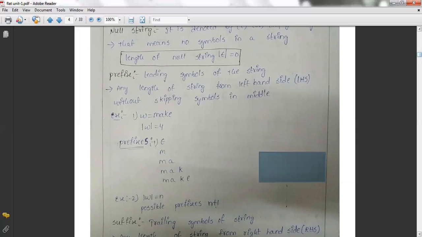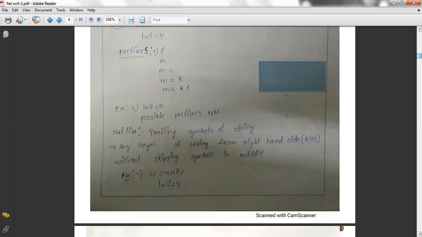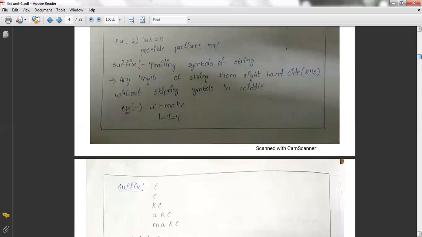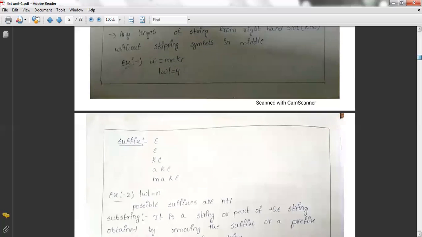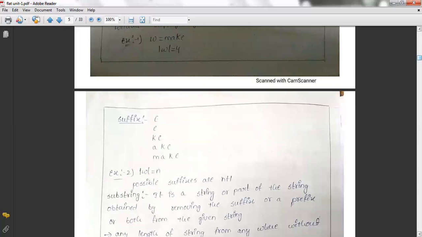So coming to suffix. Suffix means the trailing symbols of the string. Okay. So any length of the string from the RHS. Prefix means from the LHS. Suffix means from the RHS, without skipping the symbols in the middle. So the same example I am going to take here, that is MAKE. The suffixes are epsilon, E, KE, AKE, MAKE. Okay. So that is from the RHS you are going to do.